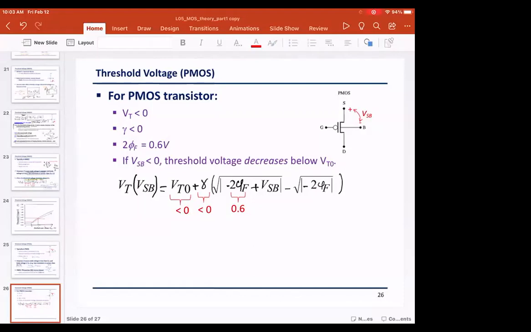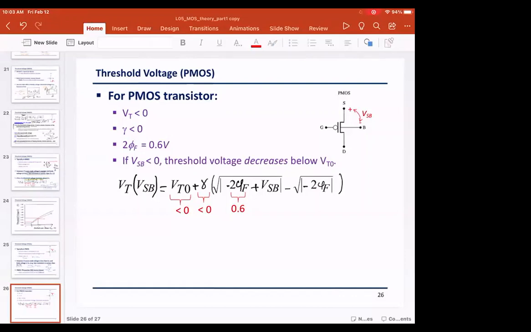Last time we were talking about the effect of the source to body voltage on the threshold voltage. And we said that finding the threshold voltage is the first step for us to continue to see if the device is on or off. And beyond this, if it is on, we will use the specific current model or current equations to estimate the operation of the transistor.